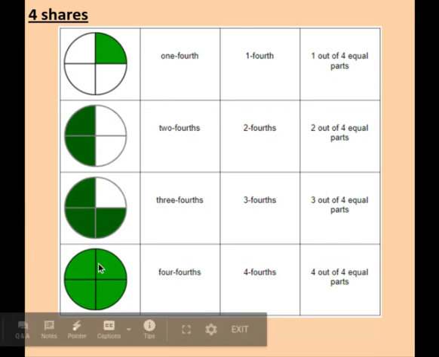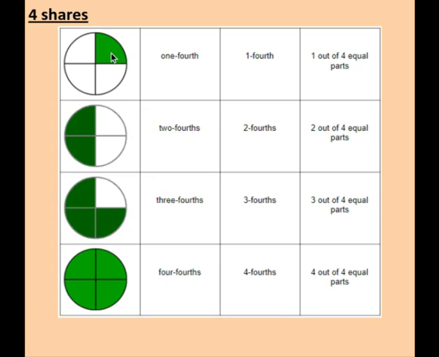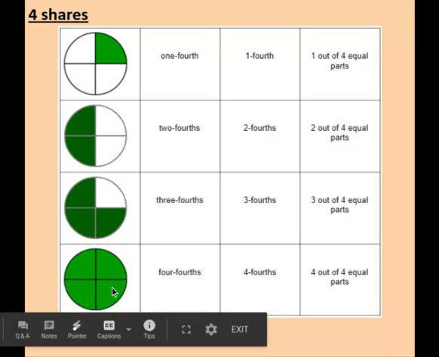Now that I have a circle that's divided into 4 equal shares, if I'm looking at one of the parts that are colored in, I could say that's 1/4 or 1 out of 4 equal parts. If I'm looking at 2 shares colored in, I could say that's 2/4 or 2 out of 4 equal parts. If I'm looking at 3 shares that are colored, I could say that's 3/4 or 3 out of 4 equal parts. And if I'm looking at all 4 of my shares colored in, I could say that's 4/4 or 4 out of 4 equal parts.